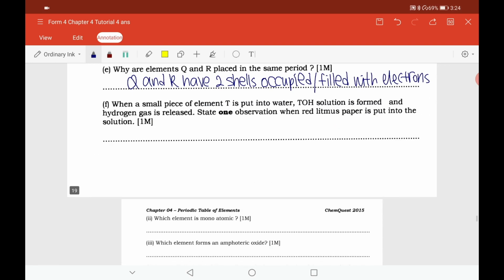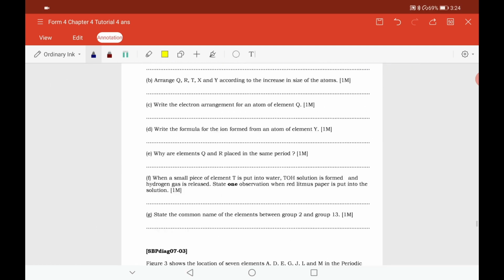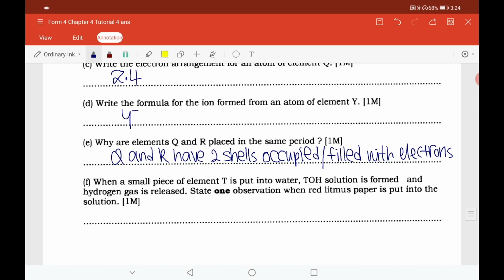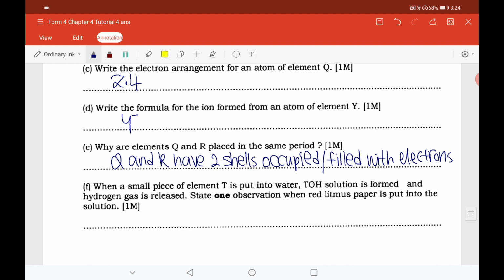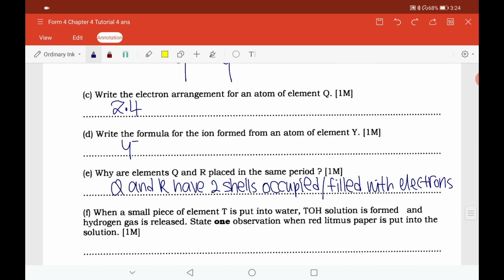Okay, so next we need to look at the subsequent question, question F. When a small piece of element T is put in water, you will get a solution called TOH, and hydrogen gas is released. You need to mention the observation when red litmus paper is put into the solution. When you see OH, you know already this is alkali.